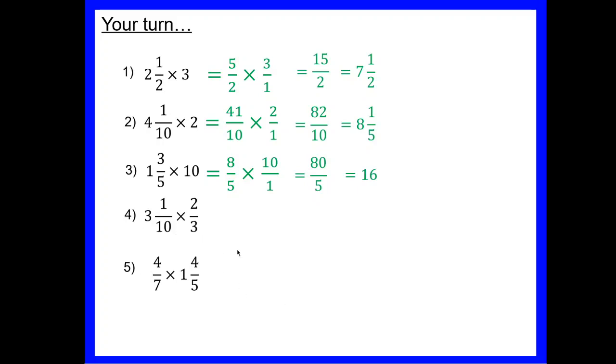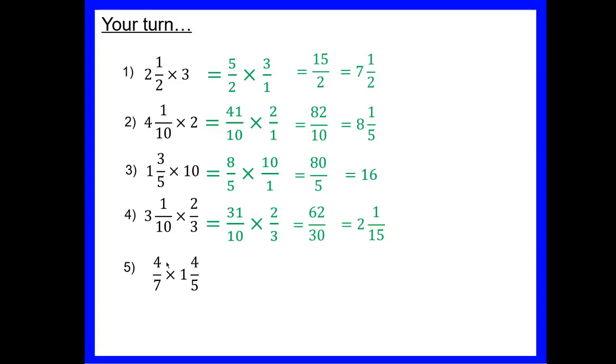This one then, change the first one, so we get 31/10 times 2/3. So 31 times 2 is 62, and 10 times 3 is 30. 30 fits into 62 2 whole times with 2/30 remaining, and then we simplify our 2/30 down to 1/15.